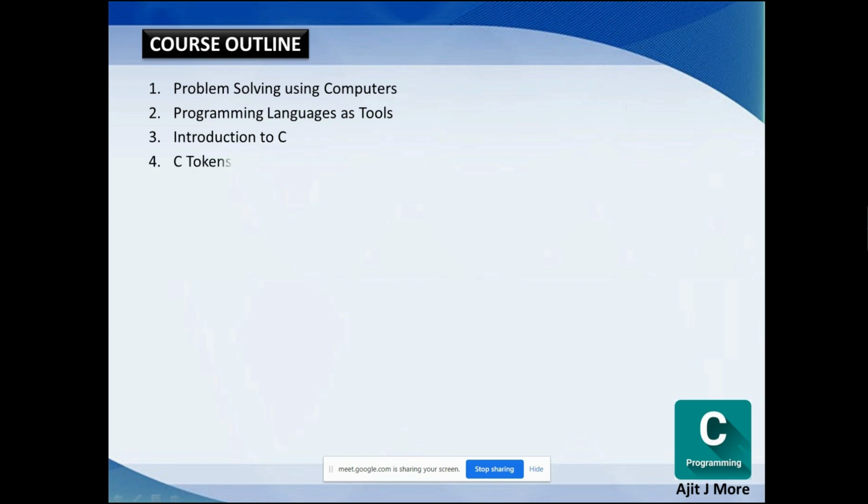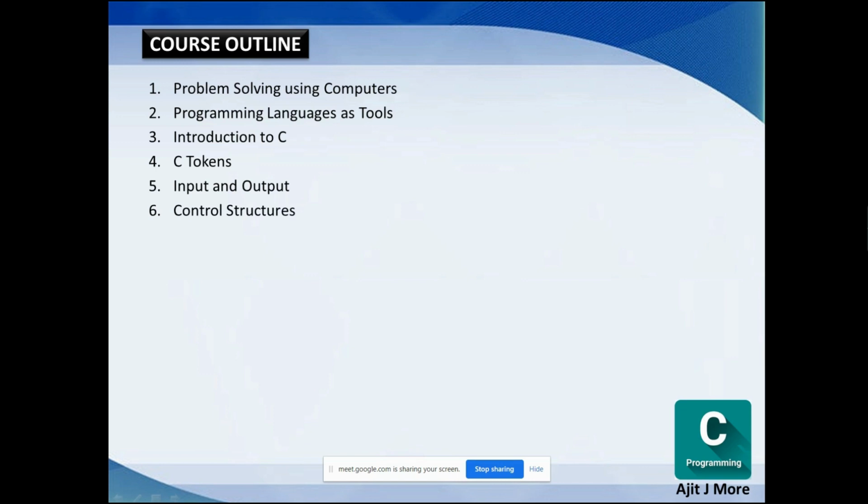Then we'll be starting with elementary C programming, like keywords, identifiers, operators, and different data types. All that in chapter 4. Then input output: how to accept a value from the user and how to display that value on the monitor. There are different ways of accepting input and output. C has given a lot of ways: accepting a single character, accepting a string, accepting different formatted data. All that I'll cover in the 5th chapter.